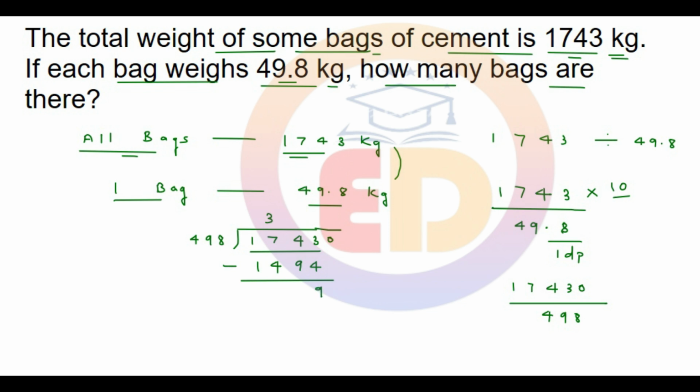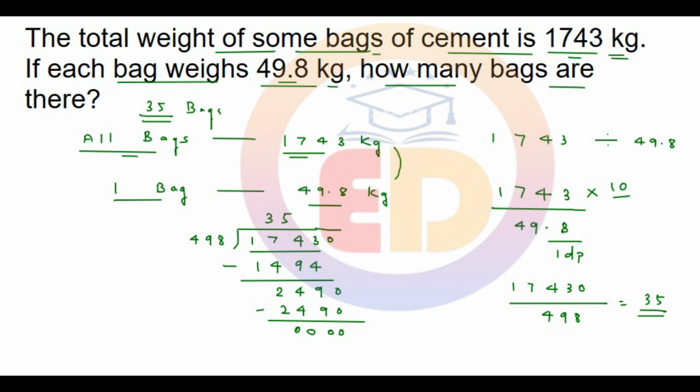This is 13 minus 4, 9. This is 13 minus 9, 4. And this is 6 minus 4, 2. Place a 0. 498, you take it 5 times. 5 times it will be 2490. My division is complete. Our answer is 35. So total how many bags are there? There are a total of 35 bags.